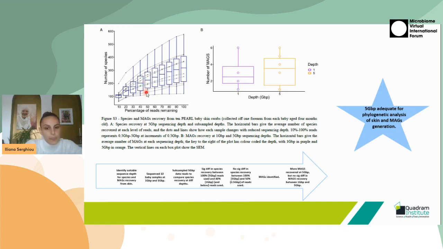I then identified MAGs, which is in figure B here. So more MAGs were recovered at 5 gigabase pairs, but there was no significant difference in the MAGs recovery between 1 gig and 5 gig. So overall, 5 gig was adequate for phylogenetic analysis of the skin and also to generate MAGs, but a higher sequencing depth would be better suited for MAGs generation.